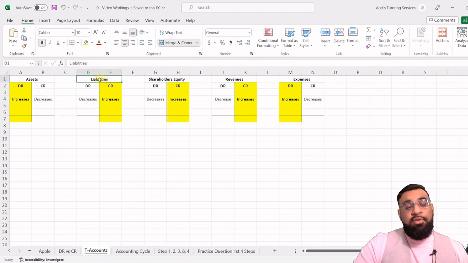Now, liabilities is set to be a credit account. On the credit side it increases. On the debit side it decreases. Shareholders' equity is set to be a credit account. On the credit side it increases. On the debit side it decreases.